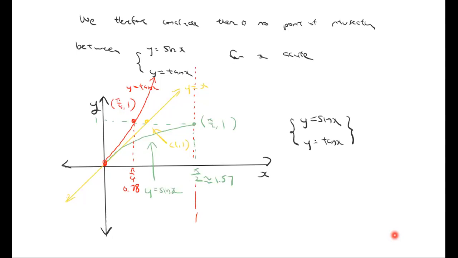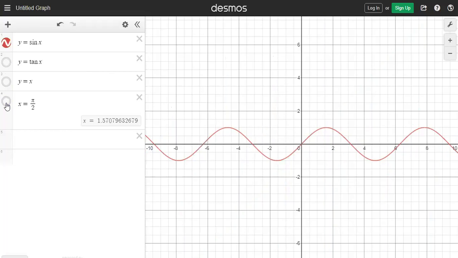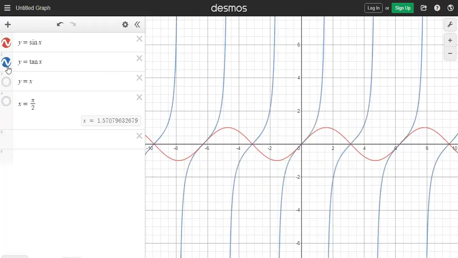Now, let me show you that. I'm sure you've got a graphics calculator, but let me show you on the screen as before. So let's look at our graphs here. We've got the red one being y equals sine x, and we're zoomed out for the moment. And you've got the blue line being y equals tan x, right? Yeah. Which looks like that, with its asymptote there at x equals pi over 2.